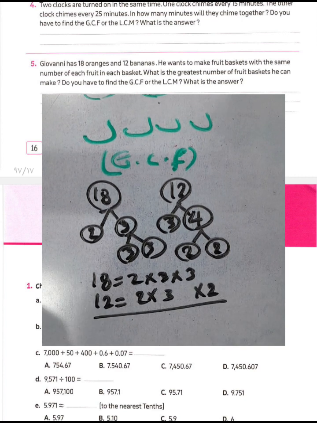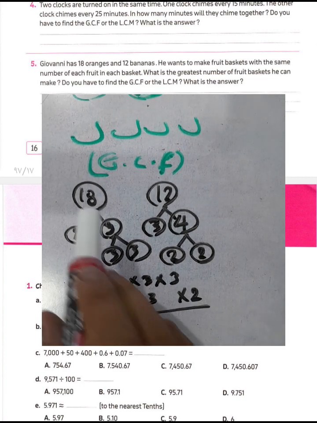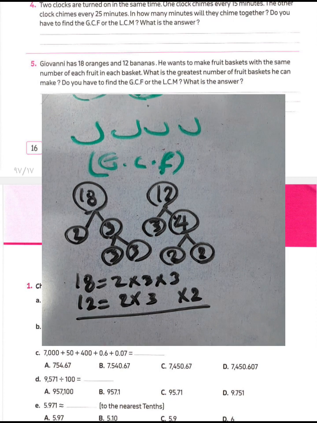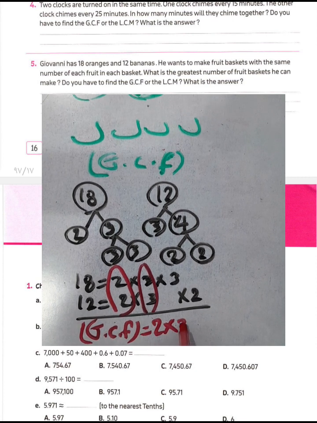And then find the greatest common factor between two numbers, 18 and 12. Right here circle, and here circle. Then the greatest common factor will be 2 times 3, it will equal 6. Okay, then the greatest number of fruit baskets is 6.